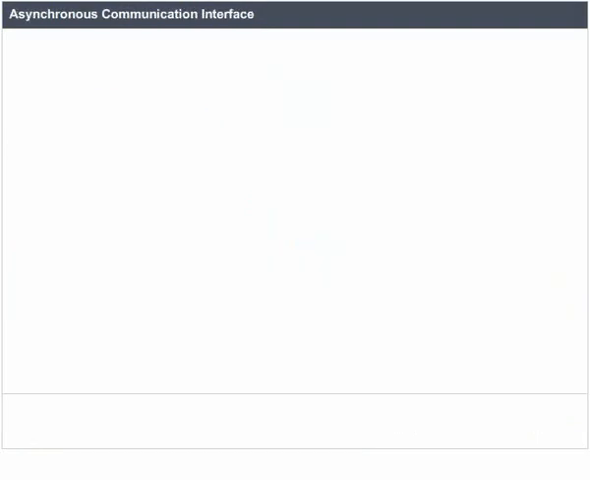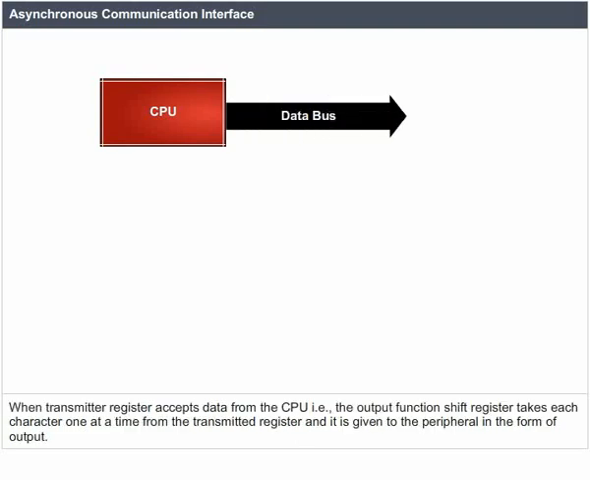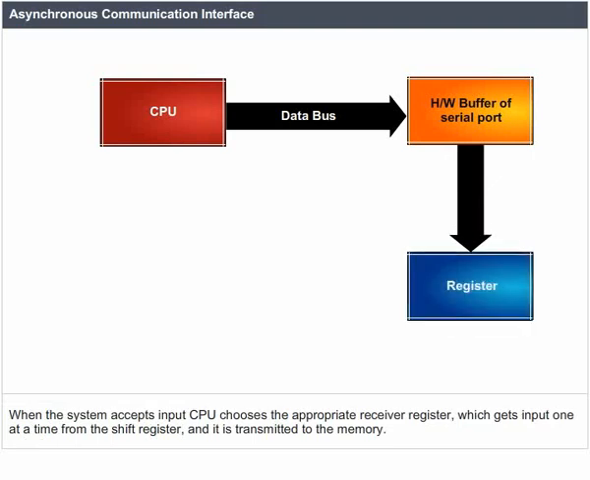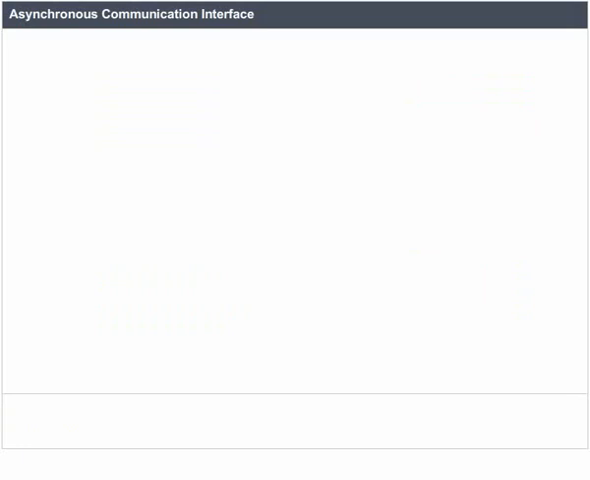Asynchronous Communication Interface. The interface is initialized for a particular mode of transfer by means of a control byte from the CPU to the control register. When the transmitter register accepts data from the CPU, the output shift register takes each character one at a time from the transmitter register and gives it to the peripheral in the form of output. When the system accepts input, the CPU chooses the appropriate receiver register, which gets input one at a time from the shift register and it is transmitted to the memory. These two operations are performed by using chip select and register select inputs, which choose the appropriate register for a particular operation.